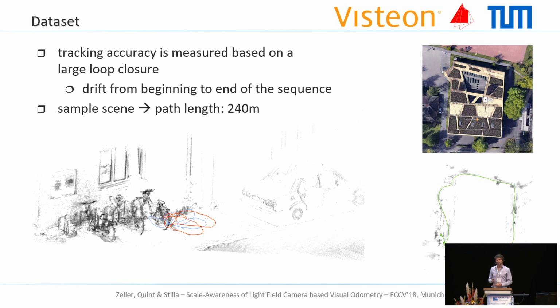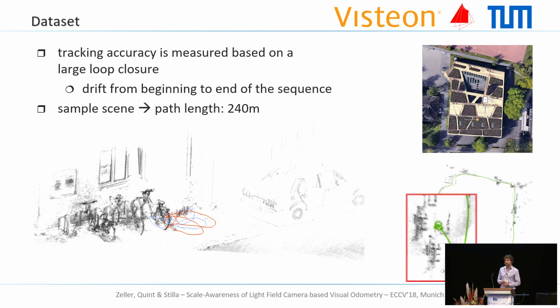Now what we do, since it's hard to measure ground truth for large-scale trajectories, we decided to record all our trajectories in large loops, where the beginning and end of the sequence actually result in the same point, and in that way we can measure the drift from beginning to end of our sequence, and in that way get a metric for the accuracy of our algorithm.